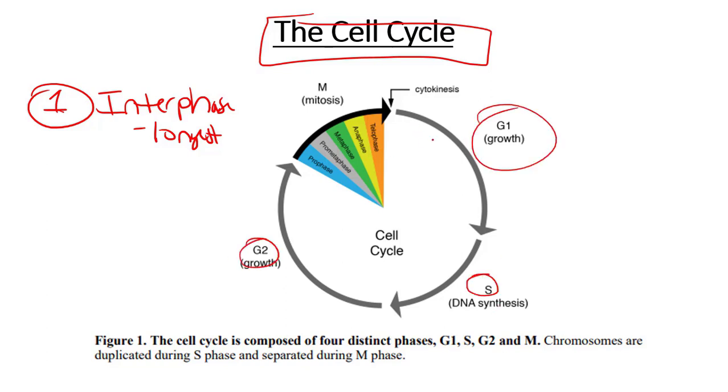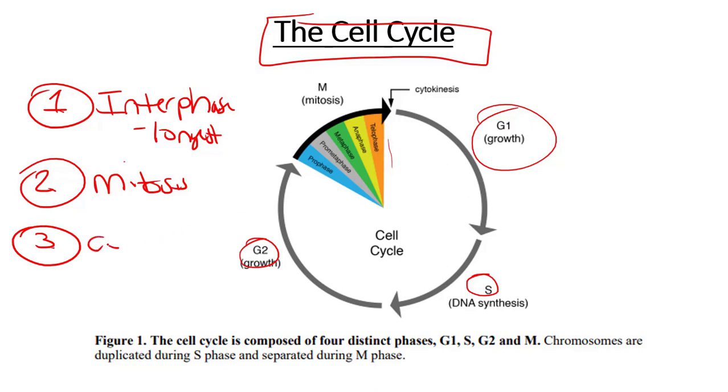So the gray in this circle is interphase. The second stage is actually the mitosis stage, which is shown in this little colorful piece of the pie. And then finally, the third stage is cytokinesis, which, like I showed you before, is when the cytoplasm actually splits. Let's talk first real quick about interphase.